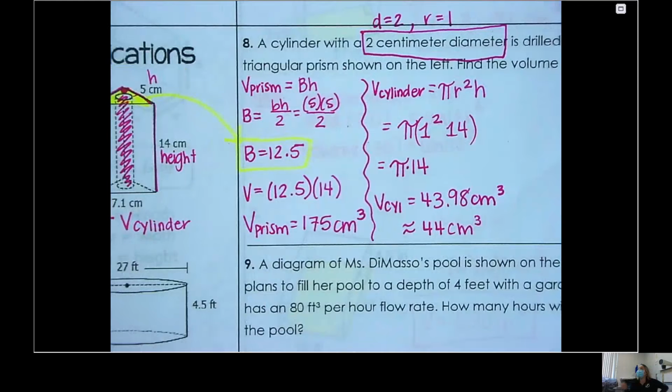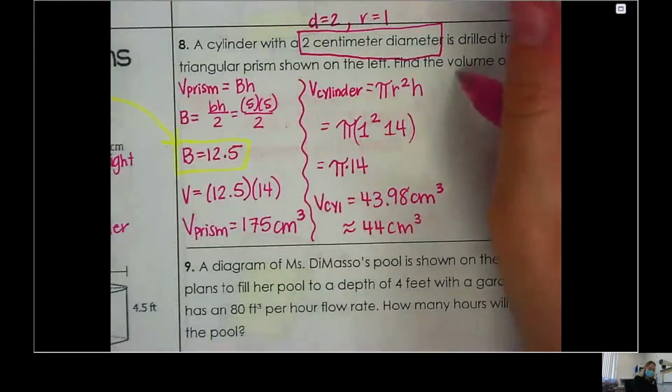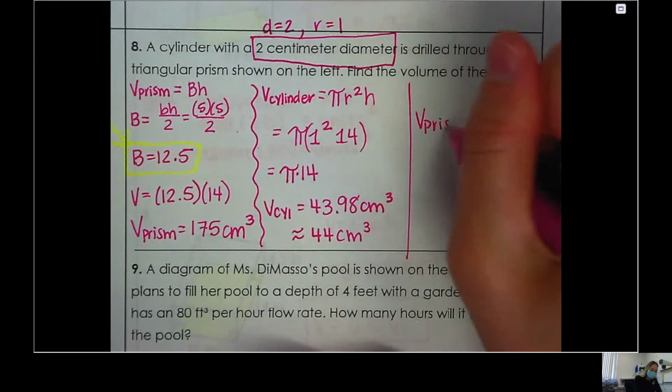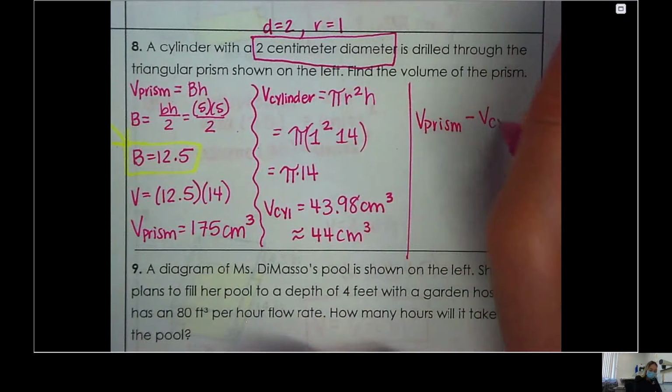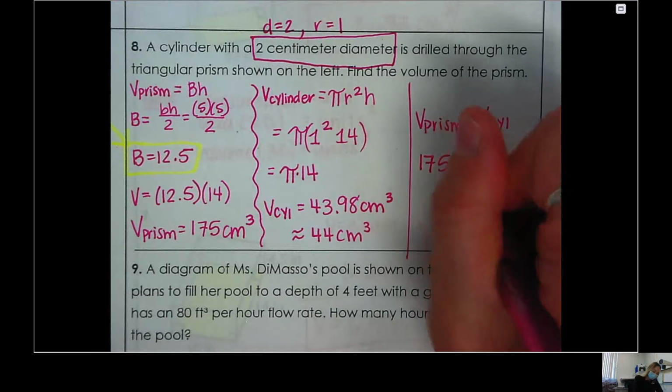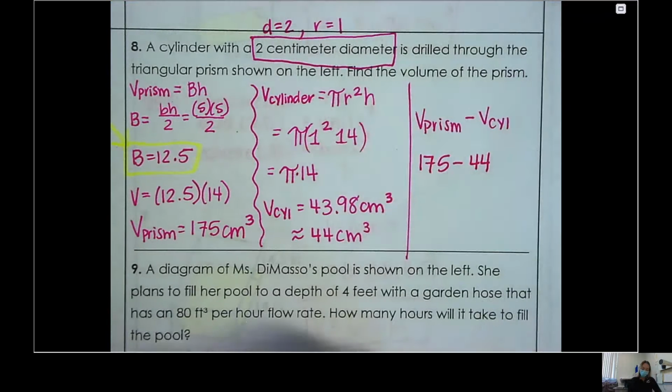So what do I have to do now with those two numbers? Subtract. Good. Subtract the two numbers, right? Because you've got your whole thing minus what you're taking out, the cylinder. So my final step is to take the volume of the prism minus the volume of the cylinder. So 175 minus 44.